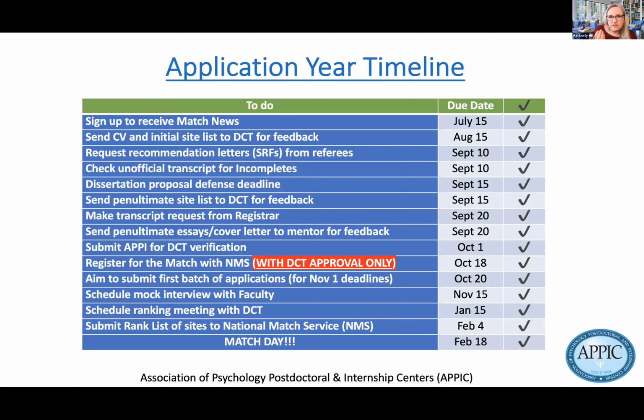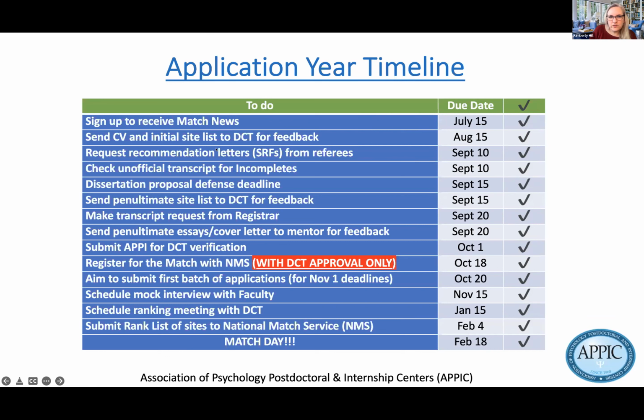I have students send a CV and an initial site list. Shona's going to talk about fit in creating a site list, but I personally feel this is where most students go wrong. They apply based on geography, apparent cachet, all sorts of odd reasons. And so I do a lot of rounds of feedback on site lists with students.